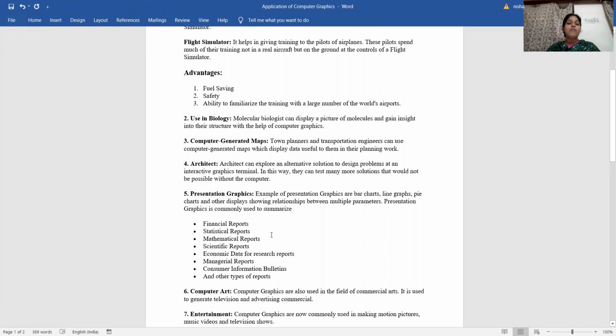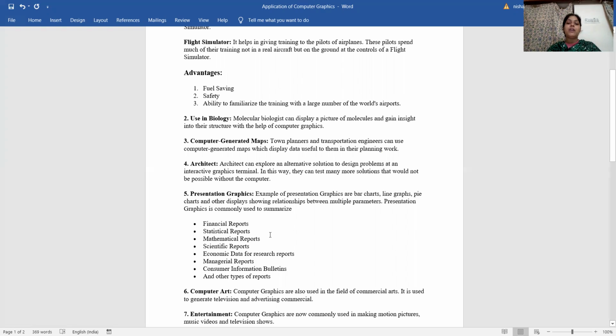Fourth, in terms of architecture, an architect can explore alternative solutions to a design problem at an interactive graphics terminal. In this way, they can test many more solutions that would not be possible without the computer. The fifth one is presentation graphics.